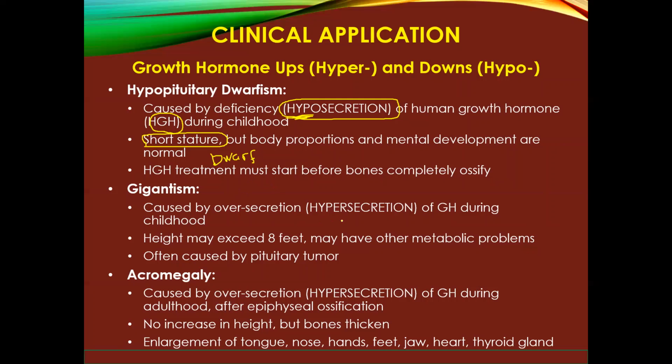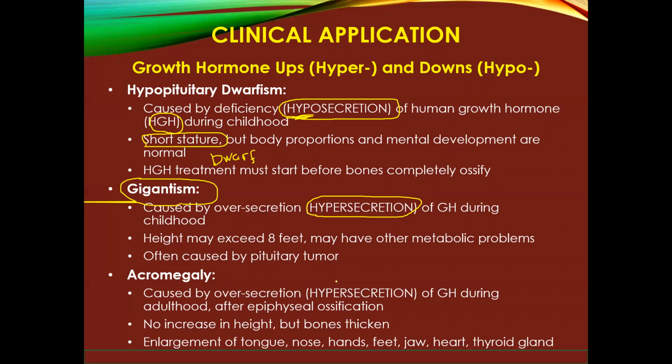If the growth hormone is produced too much, or hypersecretion, then what happens? The individual becomes a giant, very, very tall. So it's called gigantism or giantism.